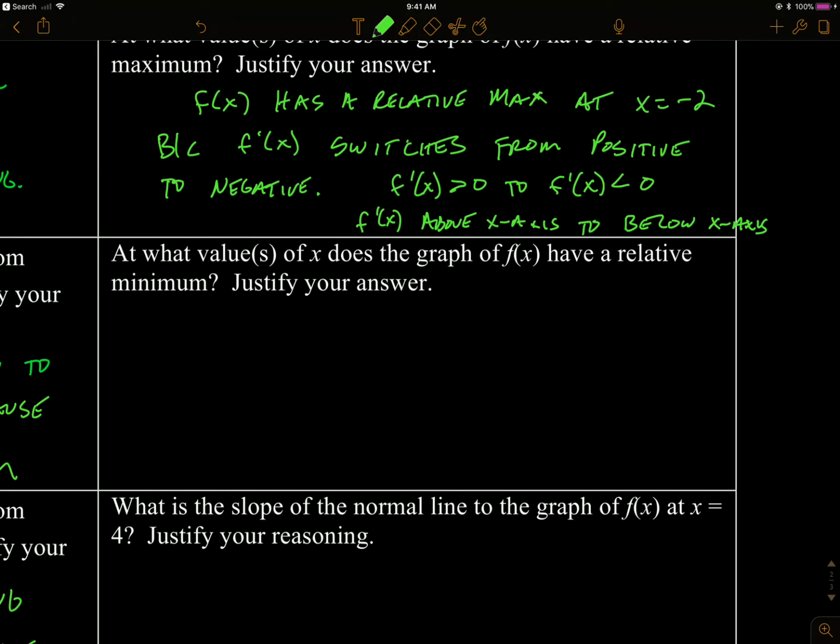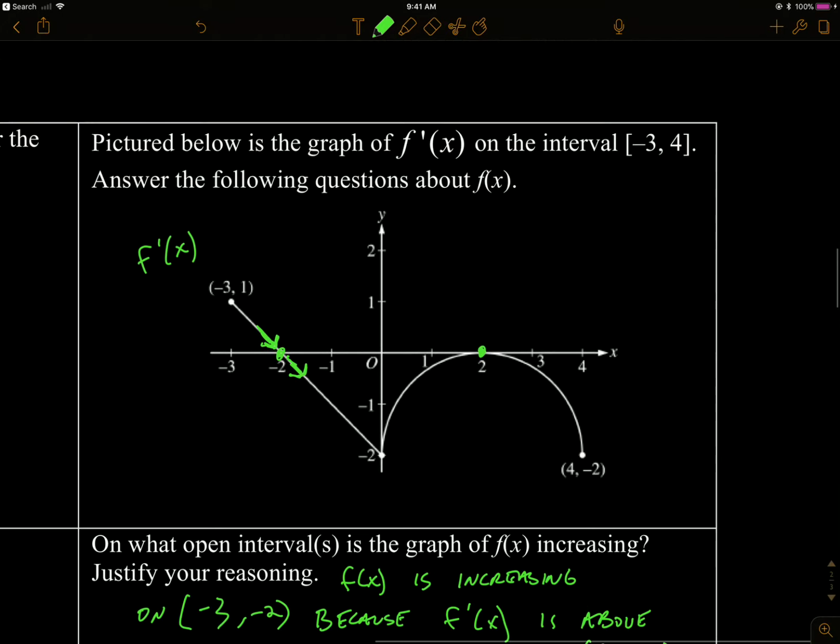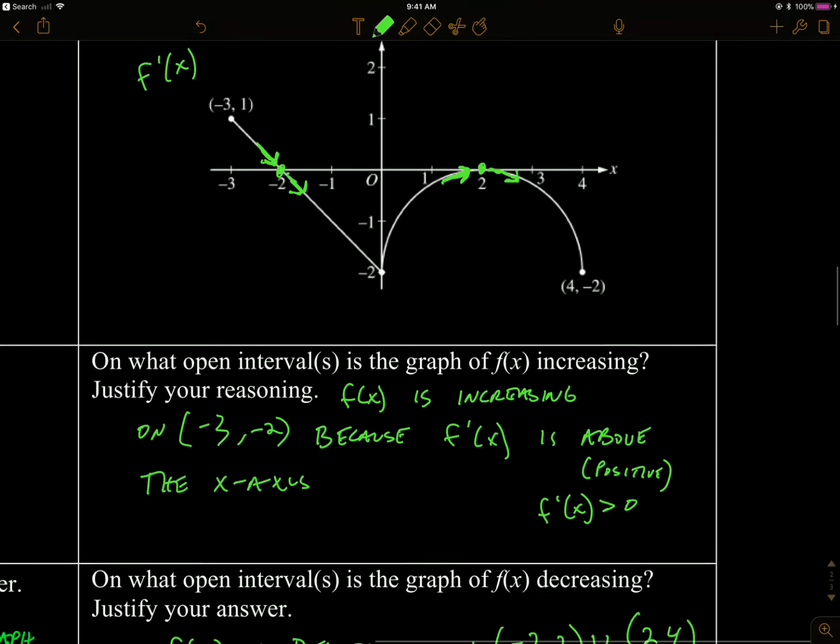At what values of x does the graph have a relative minimum? That's going to be the vice versa, when the derivative changes from negative to positive. So let's take a look at this graph. The only other 0 is here, and as we move through that 0, that horizontal tangent line, or derivative of 0, is negative, and it remains negative. So it never switches from negative to positive.